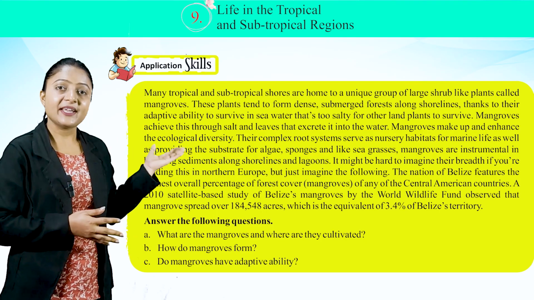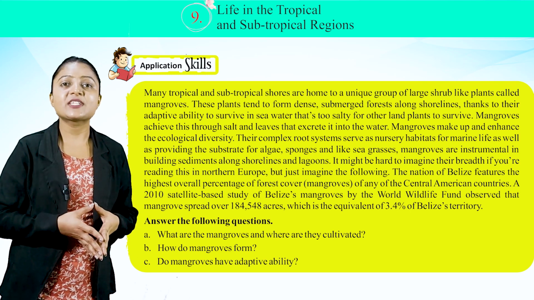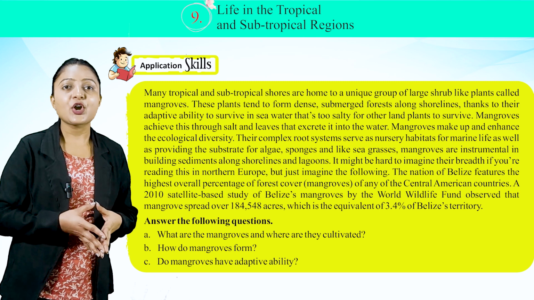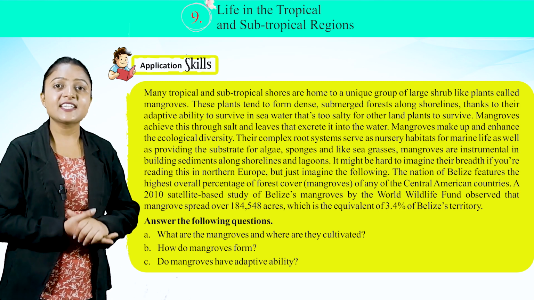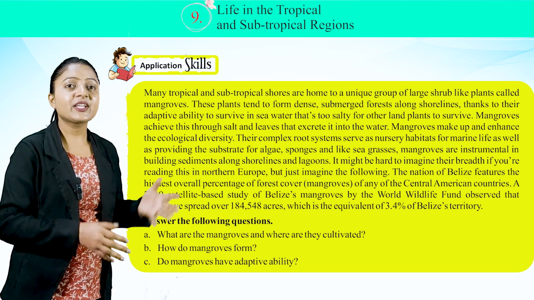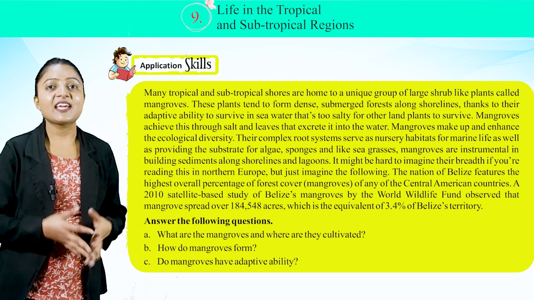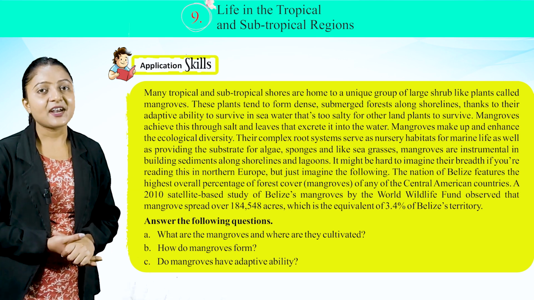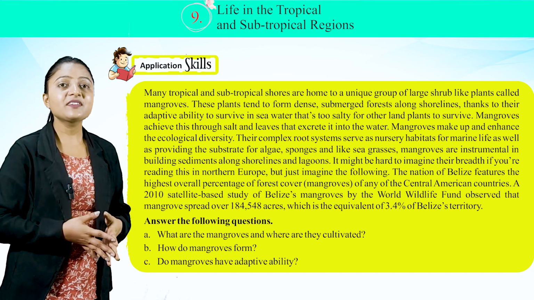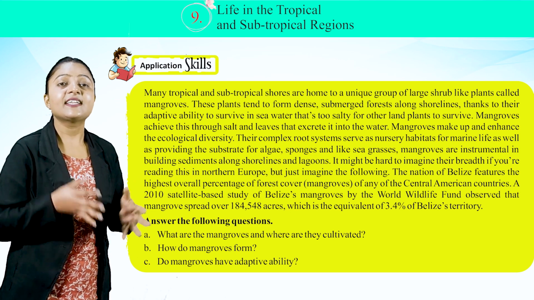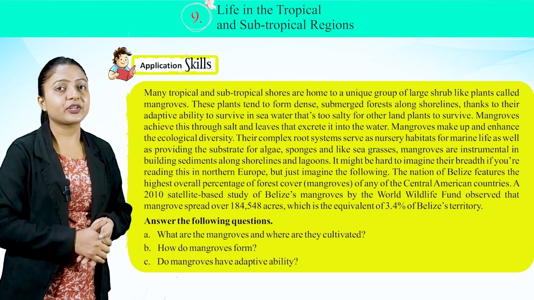Application skills. Many tropical and subtropical shores are home to a unique group of large shrub-like plants called mangroves. These plants tend to form dense submerged forests along shorelines, thanks to their adaptive ability to survive in seawater that's too salty for other land plants. Mangroves achieve this through salt glands in their leaves that excrete it into the water.